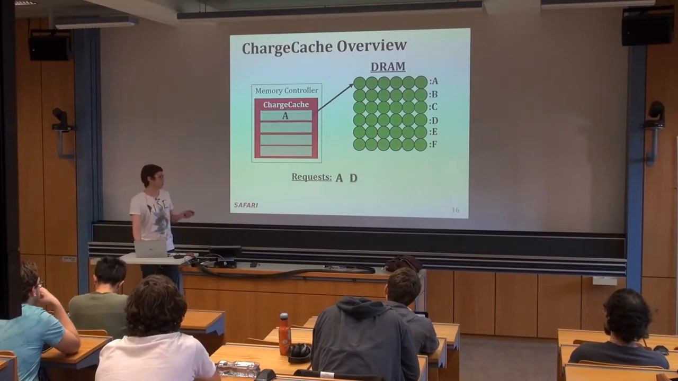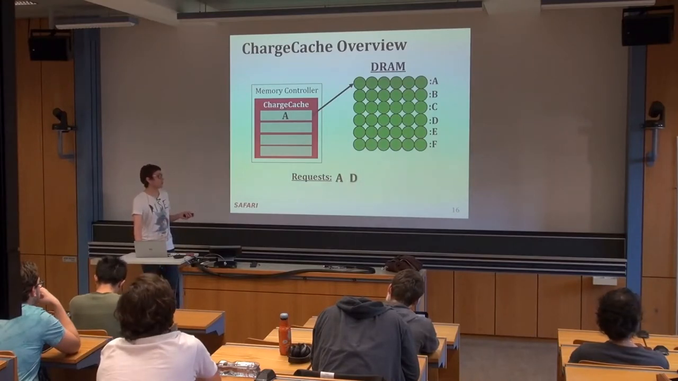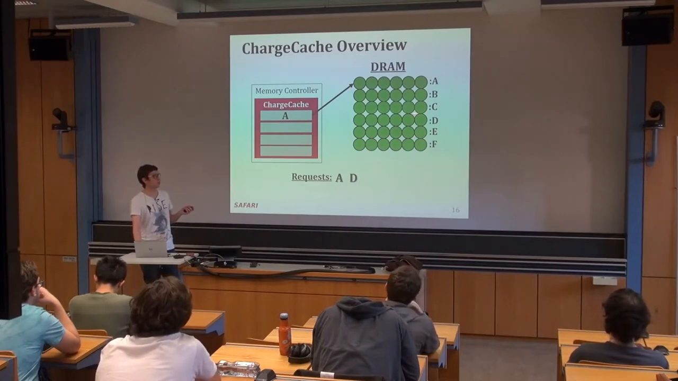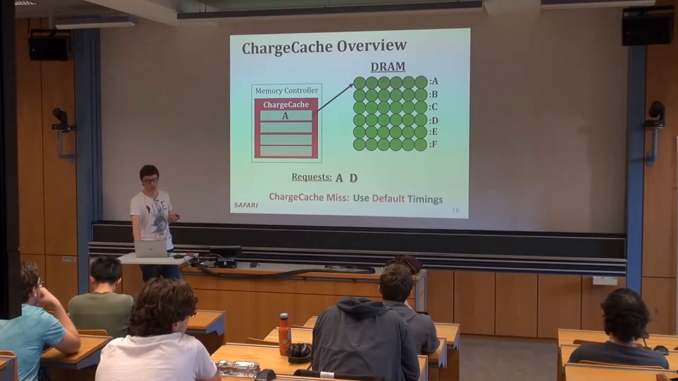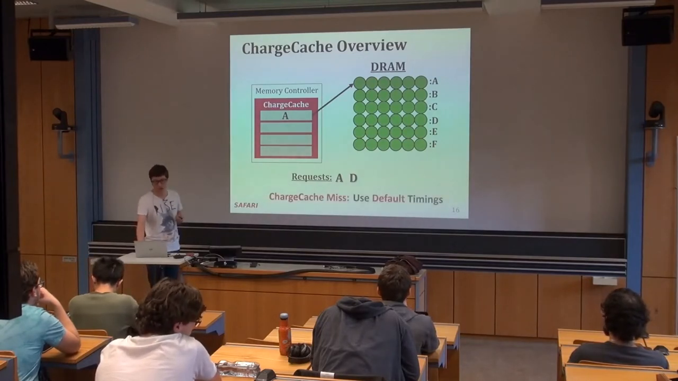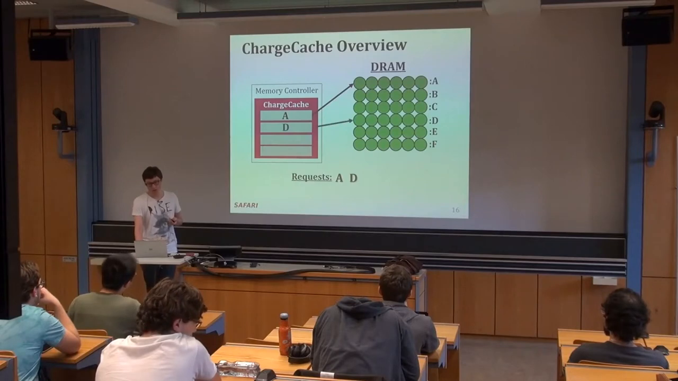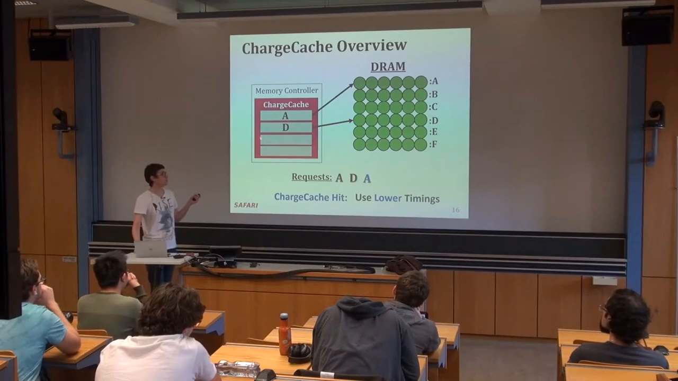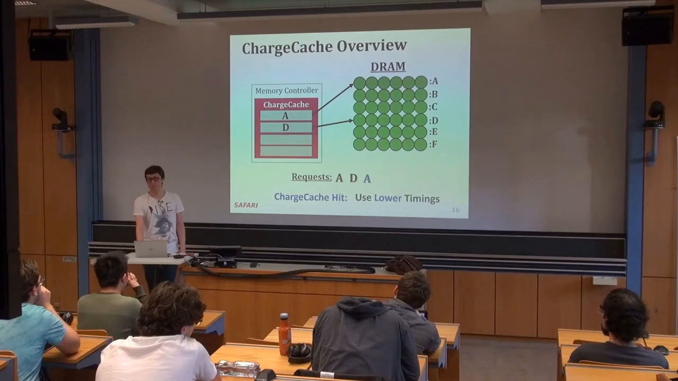Then let's say we get a request to row D. Since we have row A activated, we need to precharge it first and then activate row D. This is again a ChargeCache miss, since we don't have this entry in the table, and we activate with default timing parameters. But when we get a request to row A again, we first perform a lookup in this table, find row A, and then use lower timing parameters to perform a fast access and potentially improve performance.